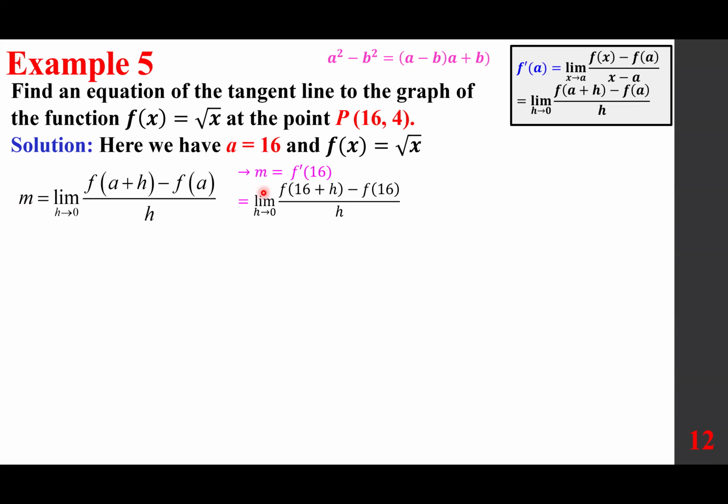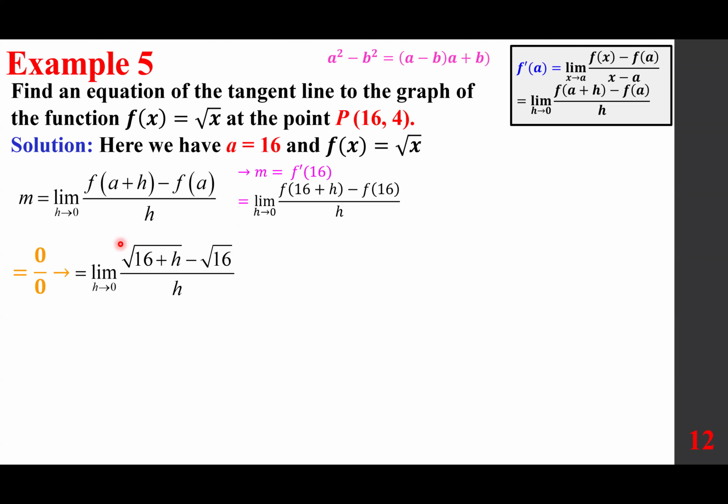So that means the limit as h approaches 0, f(16 + h), that means square root of 16 plus h, minus f(16). You can use 4 or square root of 16, it doesn't matter. And I hope you see that if you plug in 0, this becomes 16, this is 16, square root of 16 minus square root of 16 is 0. So you have 0 over 0, which means you have to use your algebraic technique.